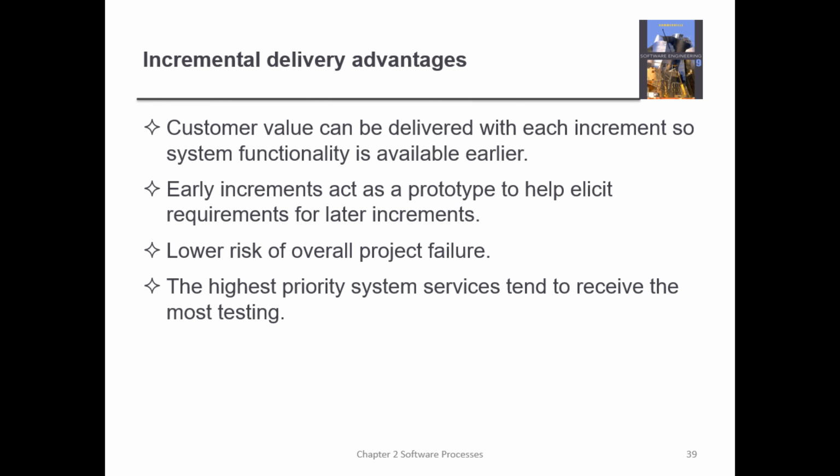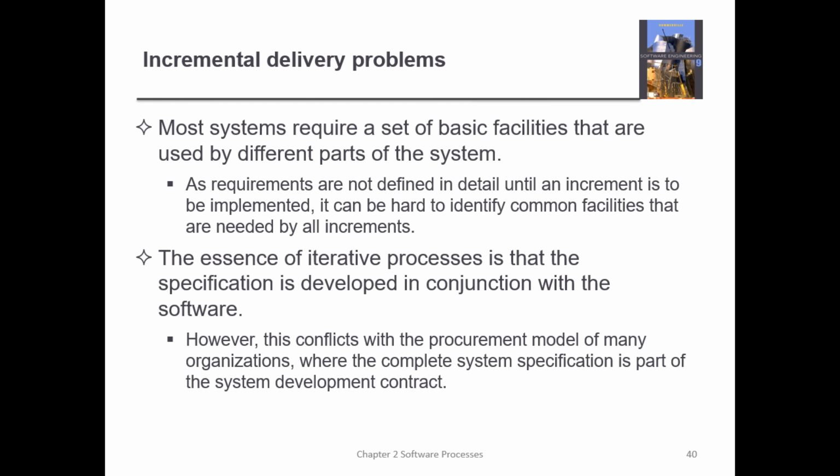We can continue. The advantages, we have discussed them somehow. You can read. Then the problems. You can also read them, but maybe I can throw some light on them. We are saying most systems require a set of basic facilities that are used by different parts of the system. What does this mean? If you have requirements and they are not defined in detail, you may fail to come up with a working increment. It can be hard to know the common facilities that are needed by all increments.